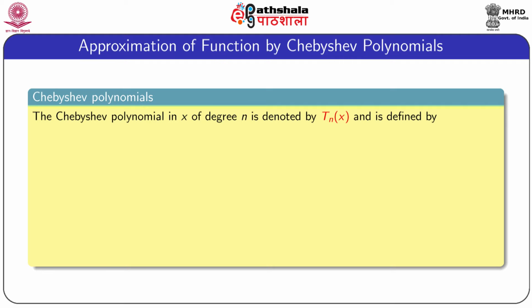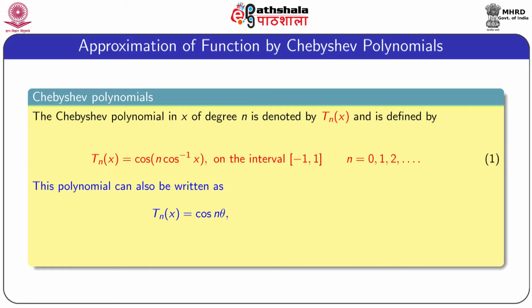The Chebyshev polynomial is denoted by Tn(x), where n represents the degree of the polynomial and x is the variable, and which is defined by Tn(x) = cos(n cos⁻¹ x). This is defined on the closed interval [-1, 1], and n is valid for 0, 1, 2 and so on. This polynomial can also be written as Tn(x) = cos(nθ), where x = cos θ.